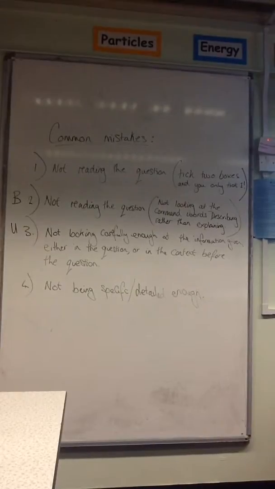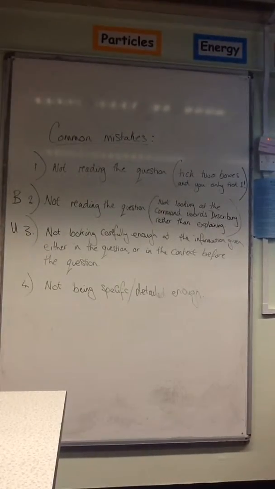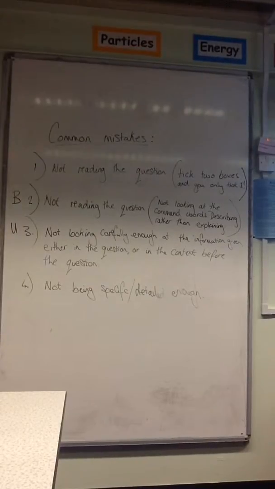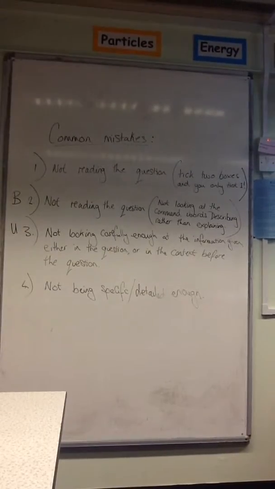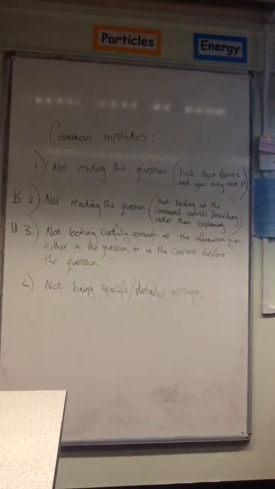So for example, you're not looking at the command words, so you might have described rather than explained, or vice versa. So make sure you're looking at what the command word's asking you to do. Number 3, you're not underlining the key bits that they give you, either in the question or in the context. So you need to look really carefully at the information given in the question or in the context before it and just underline the key bits.